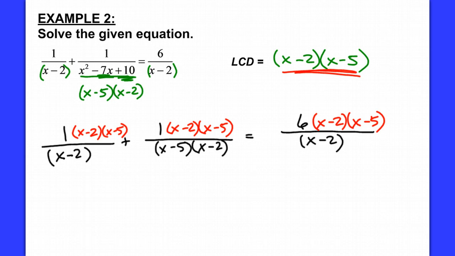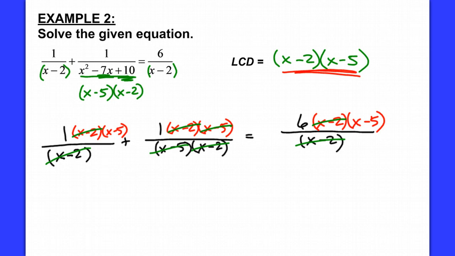Once we do this, you can see that parts are going to cancel out. The x minus 2's in this fraction cancel out, so you're left with 1 times x minus 5. In this second fraction, the x minus 5's cancel out and the x minus 2's cancel out, leaving just 1 behind. In this last fraction, the x minus 2's cancel out, and it leaves us with 6 times x minus 5.